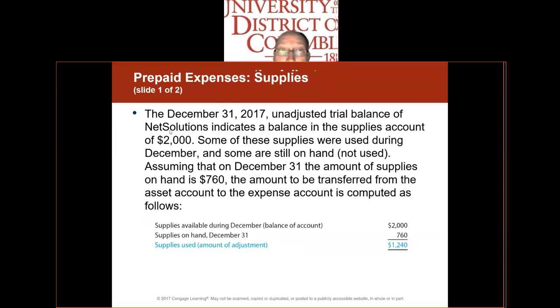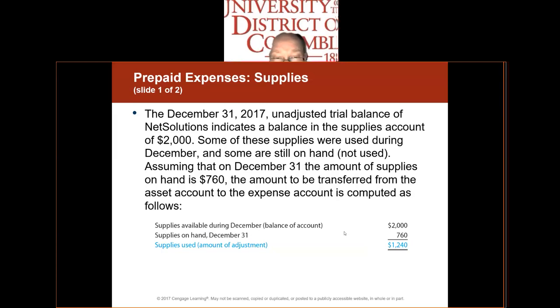So in this example for prepaid expenses, the same concept applies. So here we go. Our company indicates a balance of supplies account for $2,000. Some of our supplies, this is inventory, right? Some of our inventory was used during the month of December, and some is still left on hand, meaning I can still sell that. So assuming that on December 31st, the supplies on hand is $760, the amount to be transferred from the asset is computed by the following.